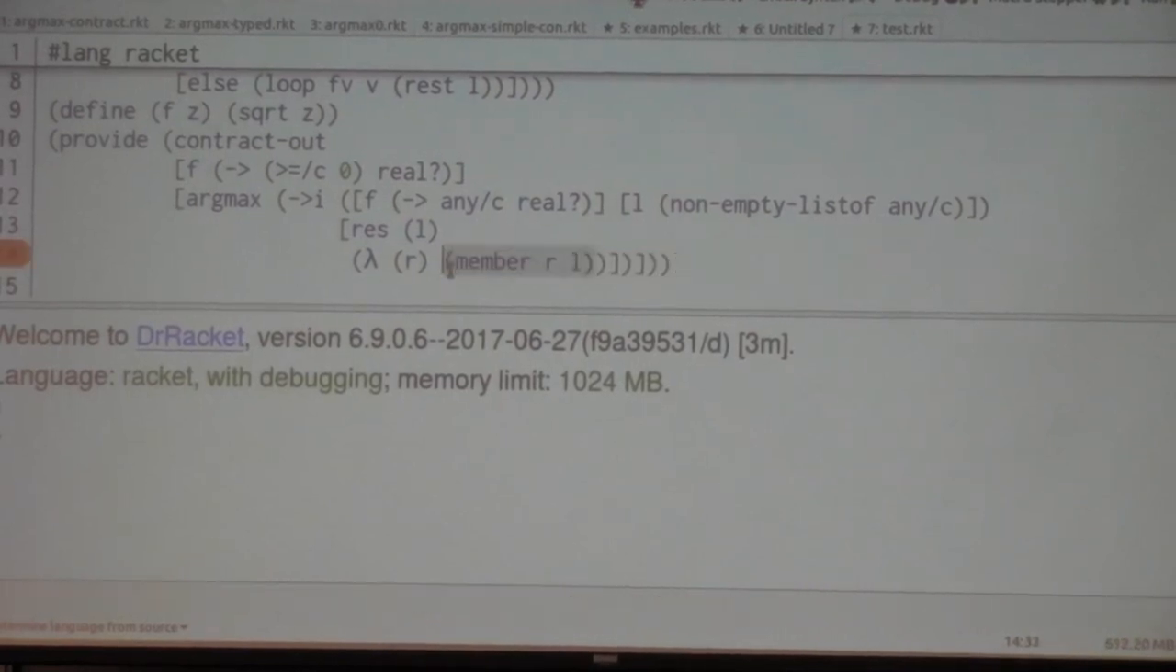So, for example, this member check is going to have to look through, potentially through the whole list to check that it's actually there. So we've got potentially another linear overhead. We could make this much more complicated and much more expensive. So you can do whatever you want, and thus you can make the overhead as big as you want.